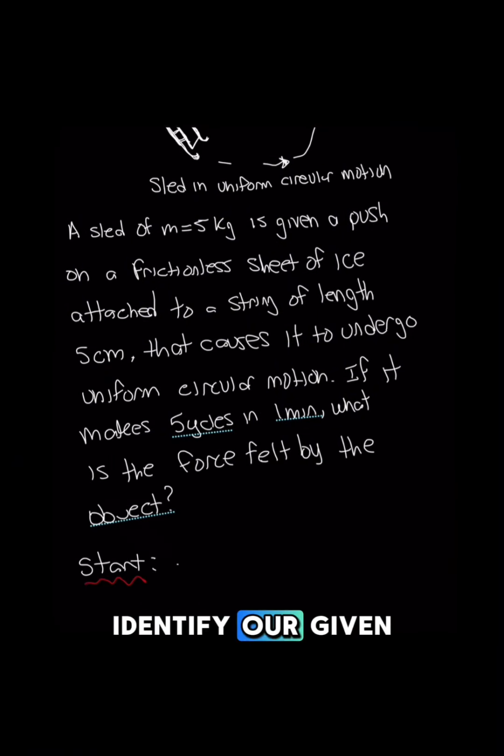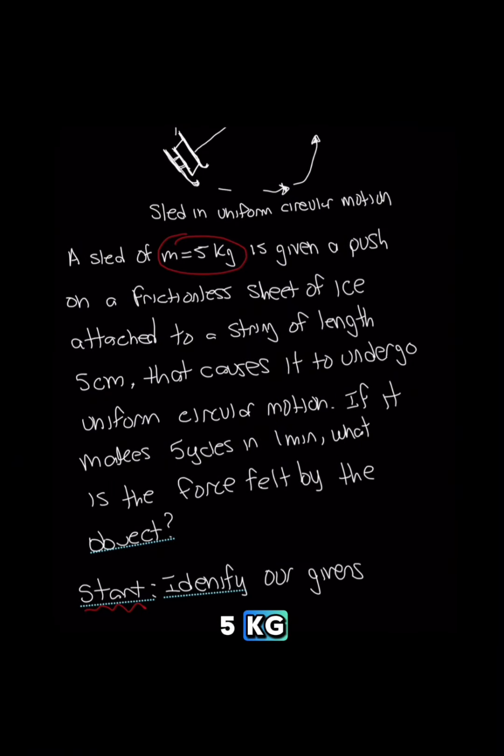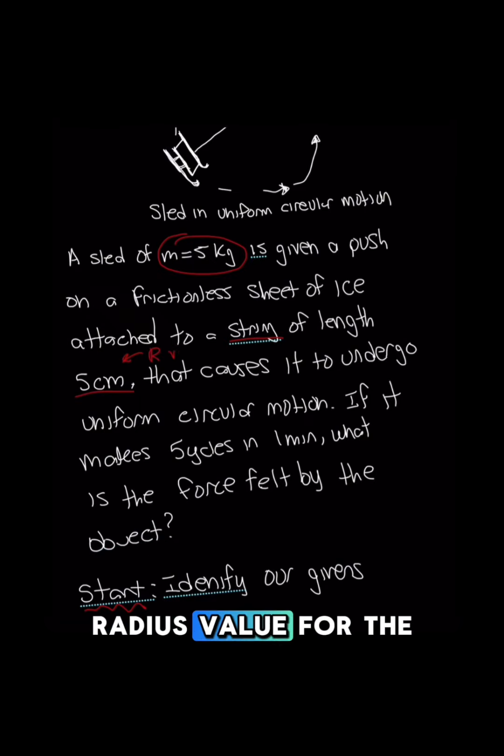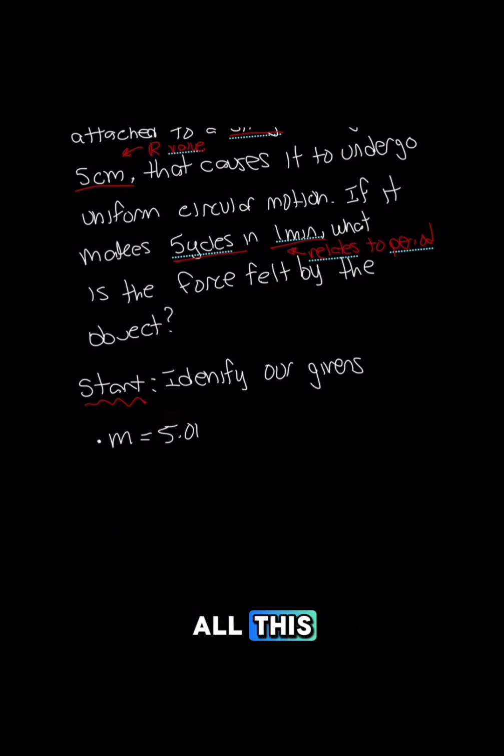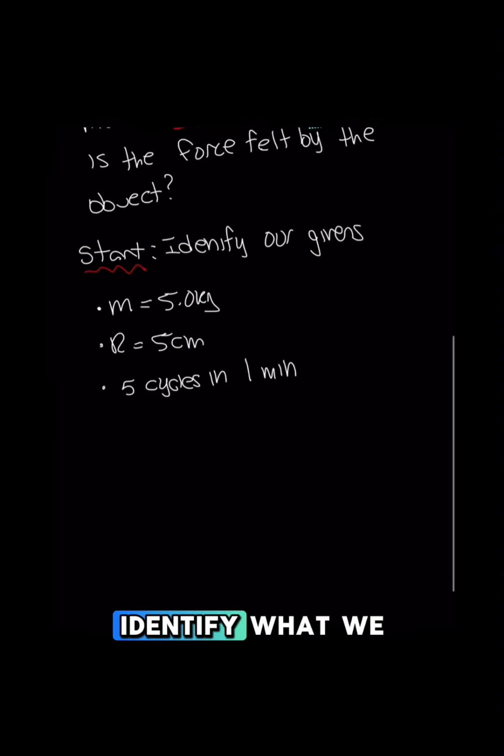To start, we can identify our givens. So it says that the mass is equal to 5 kilograms, and it says that the string is 5 centimeters, so this is going to be our radius value for the circle. And then it also gives us that he does 5 cycles in 1 minute. That's going to be related to the period, so we can write all this down for our givens. And then we should identify what we are solving for.